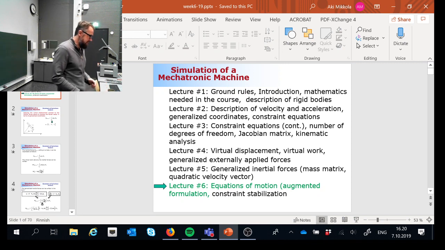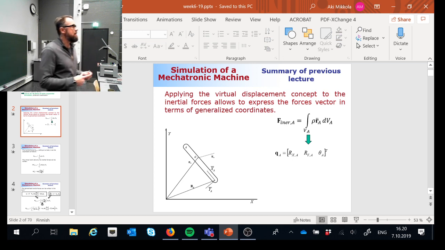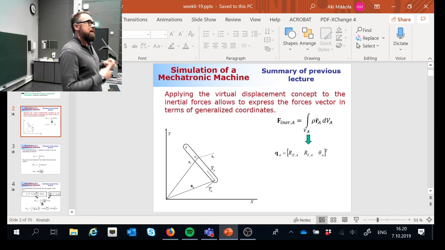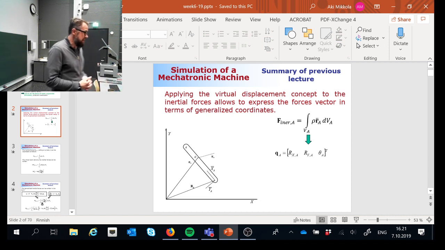So now let's first summarize what we discussed last Monday. And after the summary, we're going to look at the final missing component that we need in order to express the equation of motion, and that is the quadratic velocity vector. It is something that we need because of the kinematics we use. I'm still going to provide you the physical interpretation related to the quadratic velocity vector, and once we're done with that, then we're going to start looking at how we can combine different bodies together, and more importantly, how we can express the equation of motion.